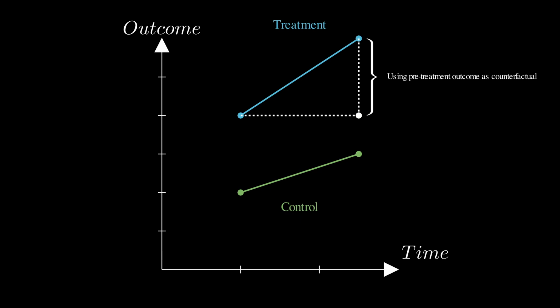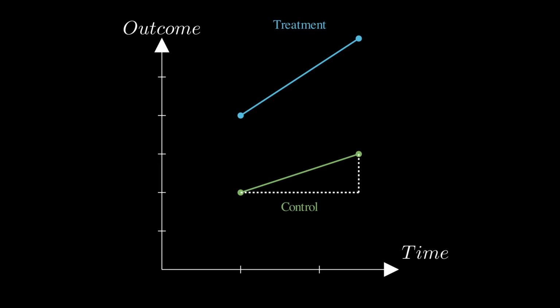The control unit's outcome is different in the pre and post periods, which indicates that something else is changing over time. So we need to find a way to account for the fact that other things are happening besides the treatment.